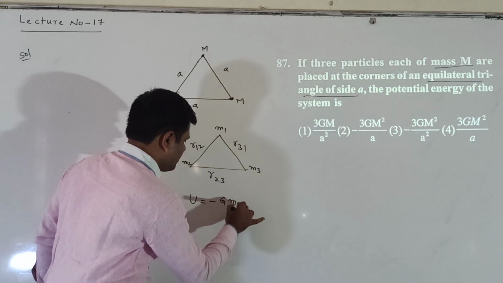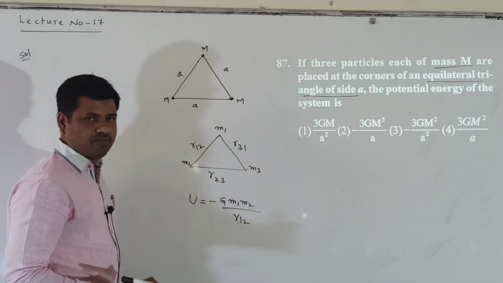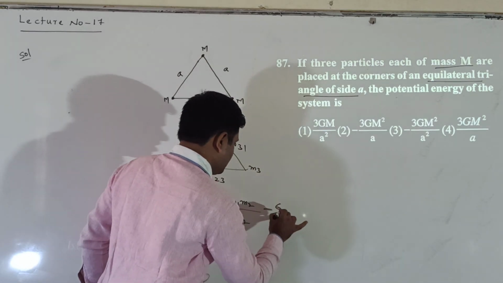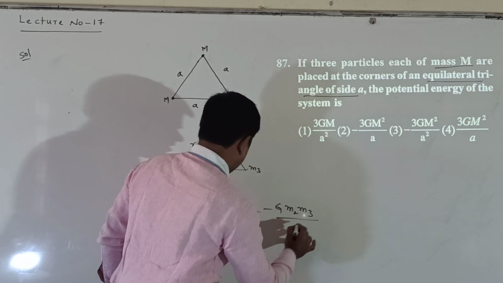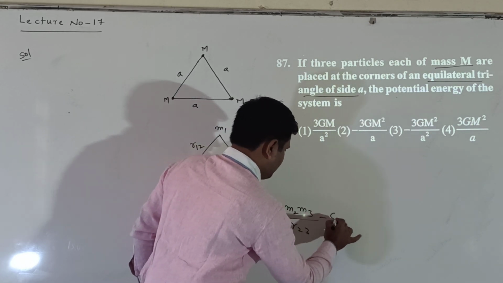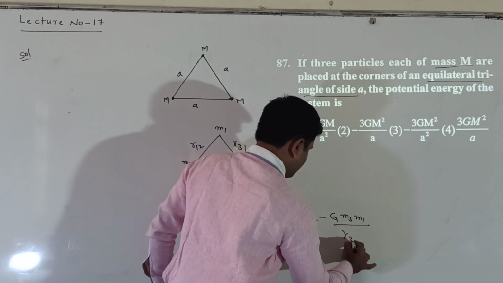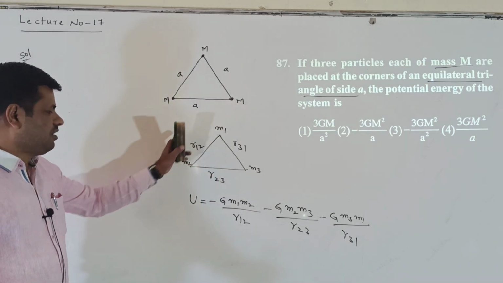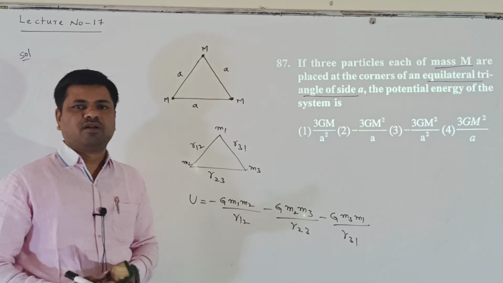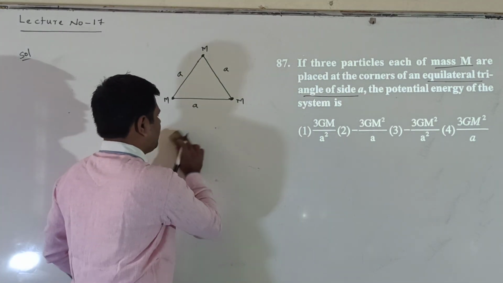U equal to minus G m1 m2 by the distance between them, R12, minus G m2 m3 by R23, minus G m3 m1 by R31. This is the potential energy of the three-particle system. We have written this formula already. Now, according to this formula, I am writing it.